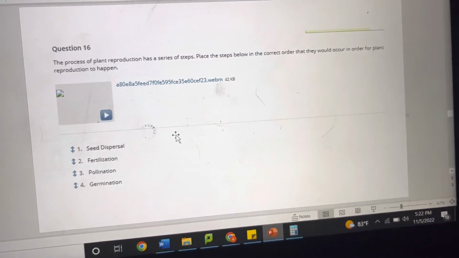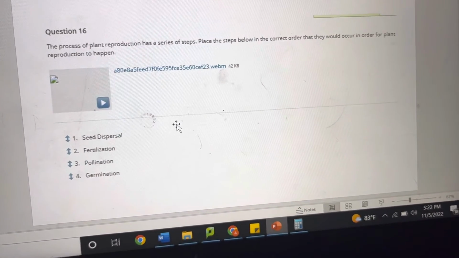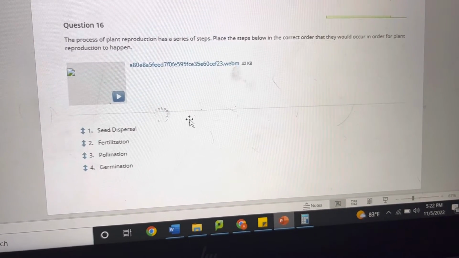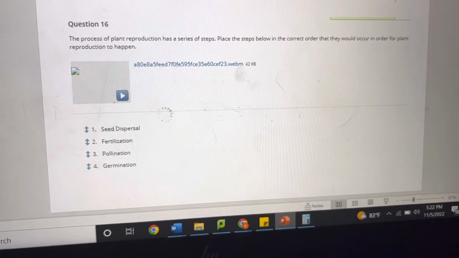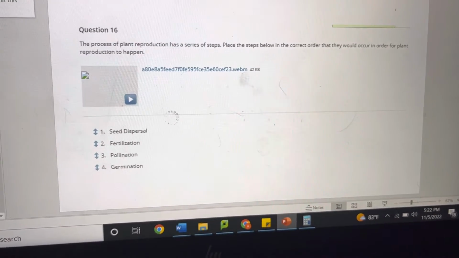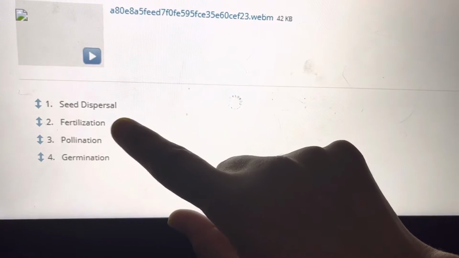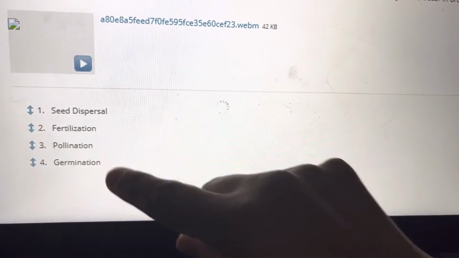Number 16 says the process of plant reproduction has a series of steps. Place the steps below in the correct order that they would occur in order for plant reproduction to happen. So our options are seed dispersal, fertilization, pollination, germination.